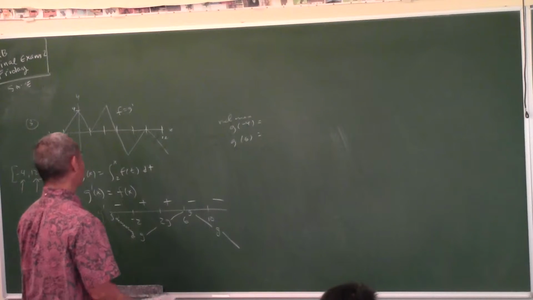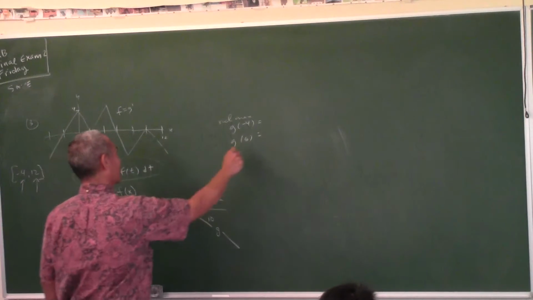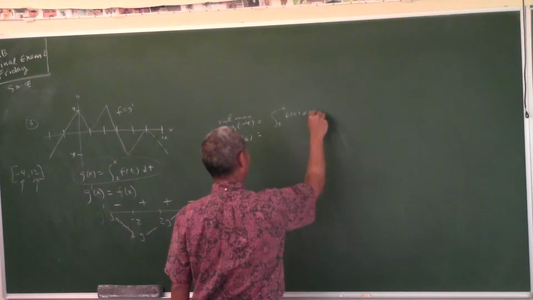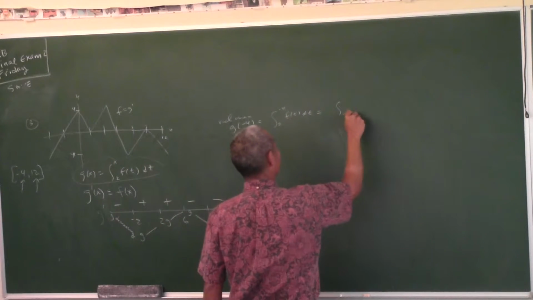So, how do you compute g of -4? You use this. That would be the integral from 2 to -4 of f of t dt. But the limits are the wrong way, so we gotta switch them.